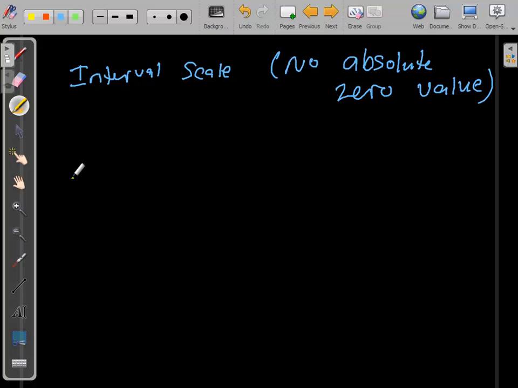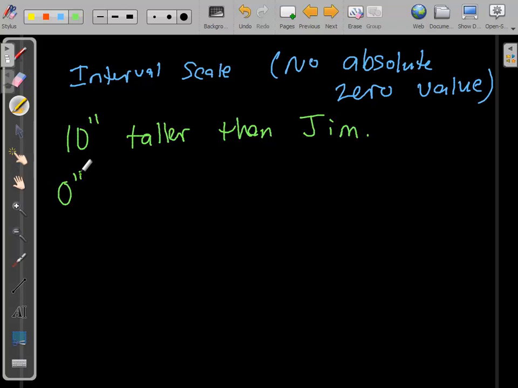Okay, or in other words, zero does not indicate a lack of something. It just means that in terms of size comparison, you're the exact same size as something else. For an example, if we look at height, I might say that I am 10 inches taller than Jim, let's say. But that doesn't tell you how tall Jim is, and it doesn't even tell you how tall I am. It just tells you how many units greater than Jim or less than Jim. So if I were to say I'm 0 inches taller than Jim, it doesn't equate to a lack of height. It just says that I'm not taller than Jim, and so we have the same height.